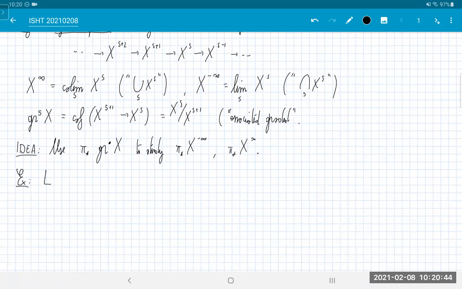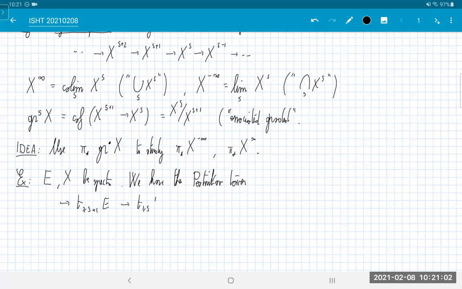Let me give you a simple example. Let E be a spectrum. We have the Postnikov tower that I introduced some time ago. That's a filtered spectrum. Actually, that's not the Postnikov tower, that's the Whitehead tower that I need to use here. The Postnikov tower is the truncation. This is using connective covers. Remember, T greater or equal than n of X was the universal n-connective map to a spectrum.